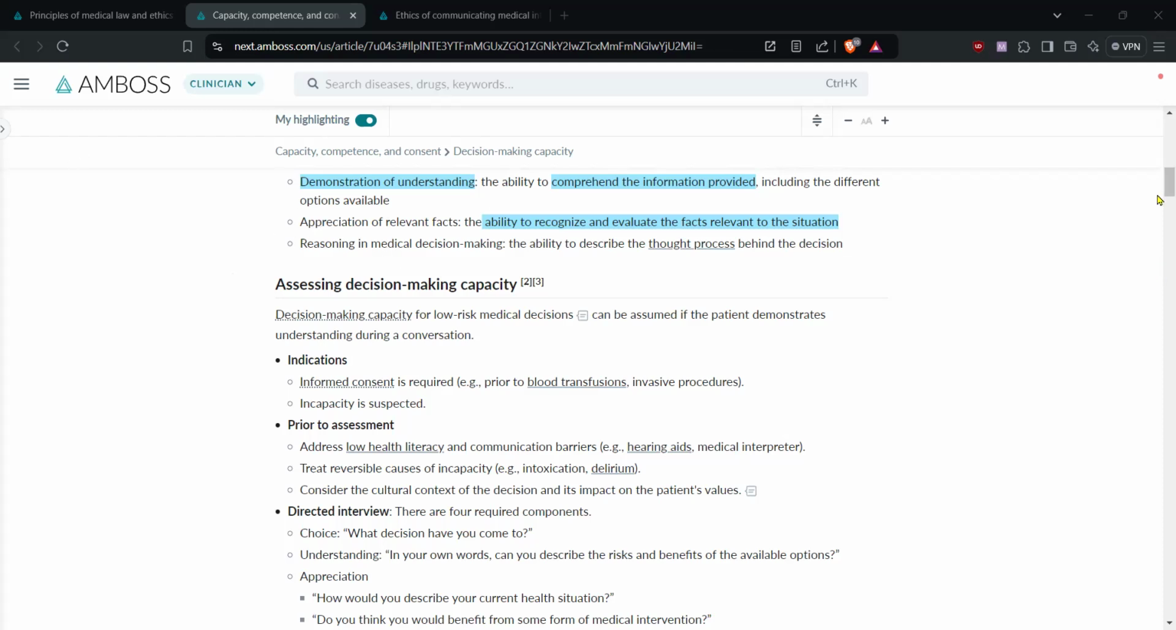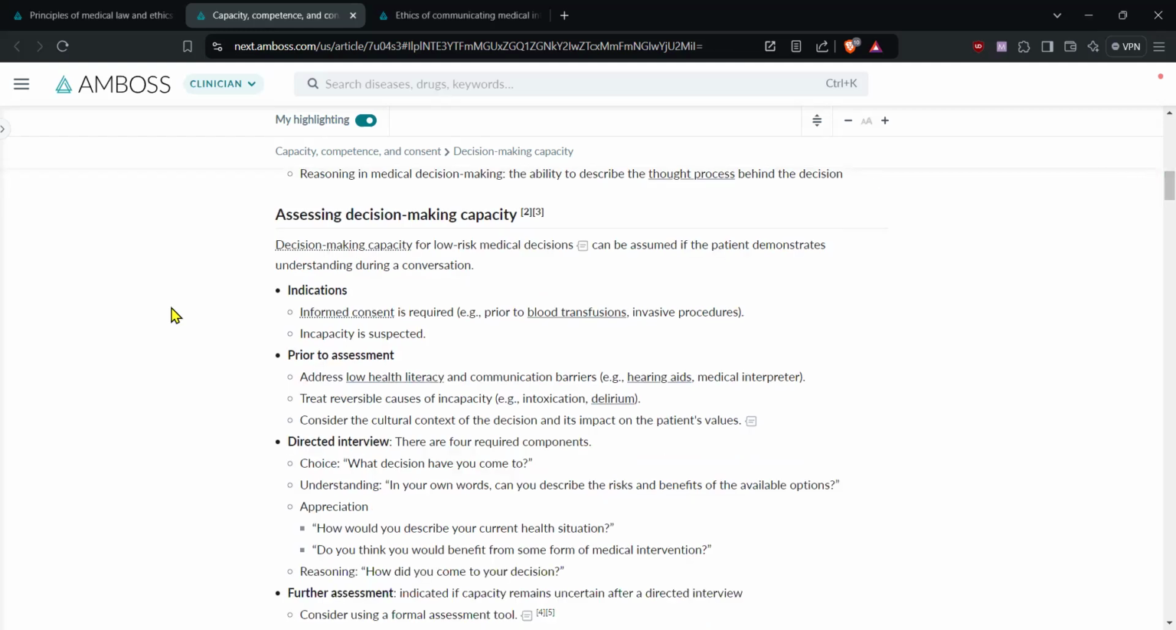Now, let's continue our discussion on how to assess decision-making capacity. For low-risk medical decisions, like venipuncture for routine laboratory studies, capacity can be assumed if the patient demonstrates understanding in the conversation.